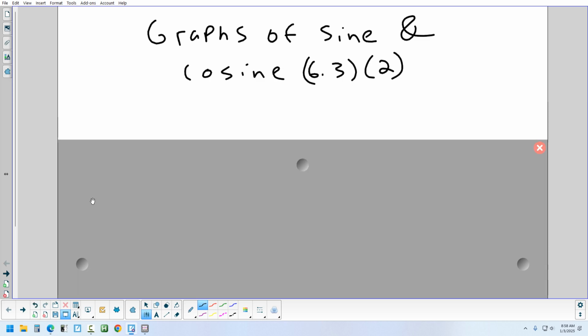When we do stretching, what kind of arithmetic is involved? Like shifting, it's one kind. Stretching is something else. Yep? Multiplication. Right. Everything today is going to be multiplication. Whether it's multiplying on the inside or the outside, that'll control whether it's horizontal or vertical.